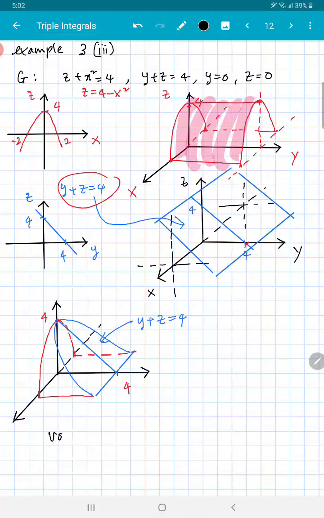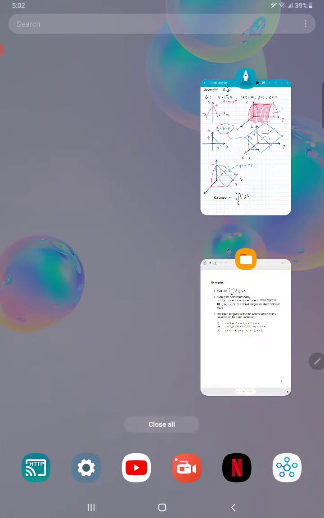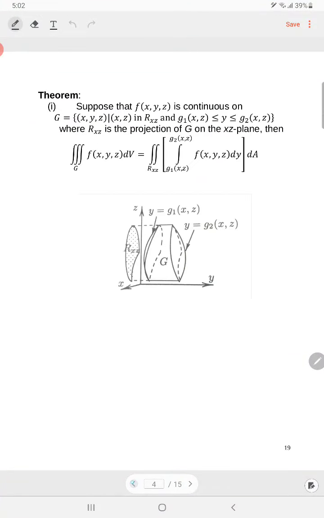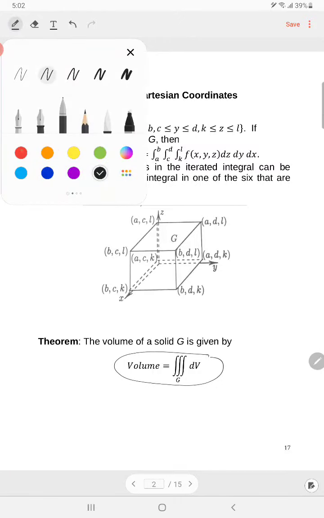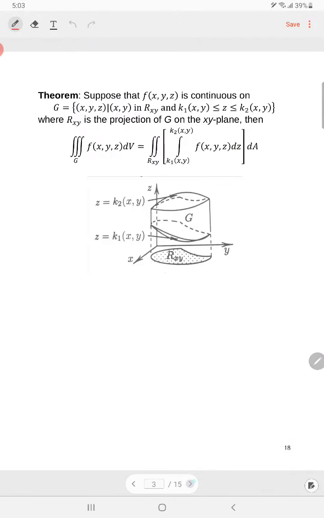Again, volume is dV integrated over solid G. If you recall from our notes, we have this. Volume is dV integrated over solid G. Now we need to figure out where we want to project our solid G onto.